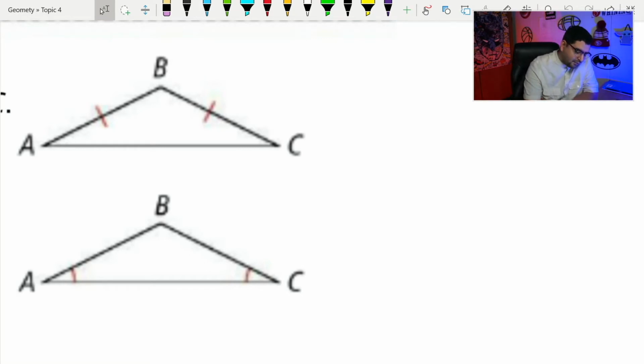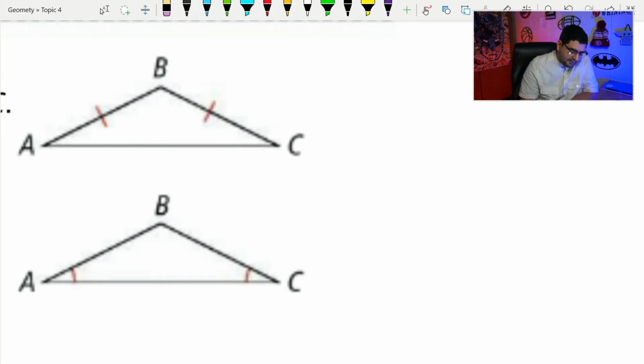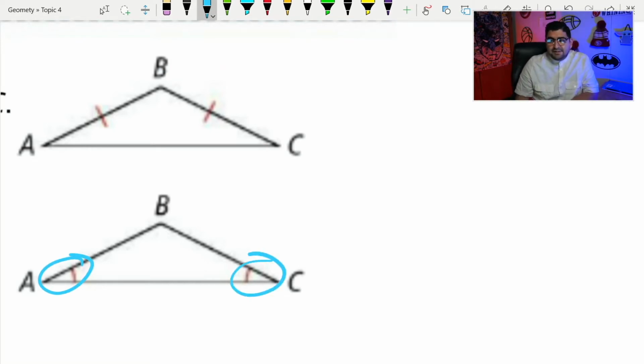So here in the top triangle we can see that these two sides are equal to each other. That's one feature of an isosceles triangle. And the other feature is that these angles will also be equal to each other. It's essentially the angles that are opposite of those equal sides. So this side would point to this angle and this side would point to this angle. Those angles will always be equal to each other.